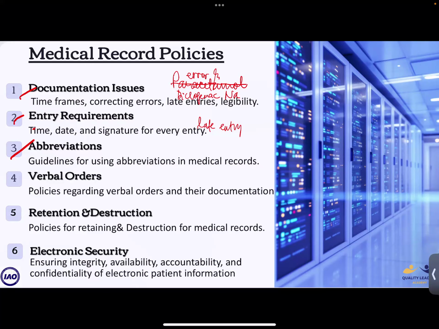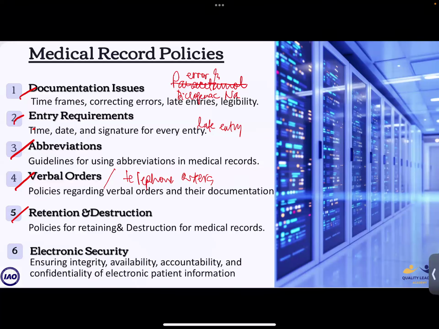Excellent. In addition to that, there are also policies for verbal orders. These policies specify when verbal orders are permitted, how they are documented, and the retention and destruction of the records for the verbal orders or telephone orders. We can take telephone orders only in an emergency, not every time. Yes, exactly. And for all the high alert medications, it is also not allowed to accept or give telephone orders.